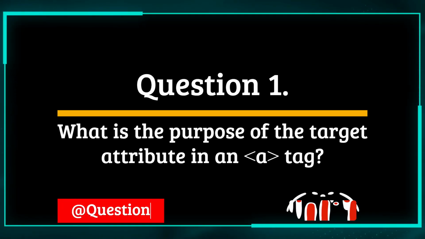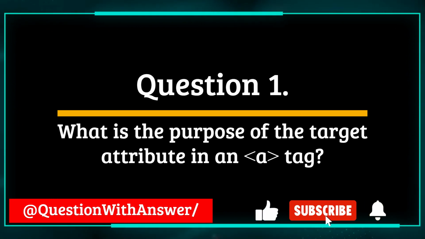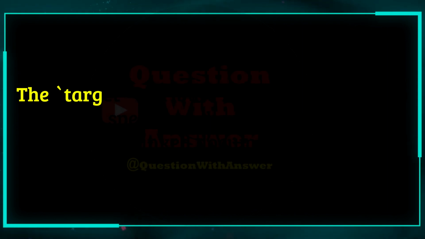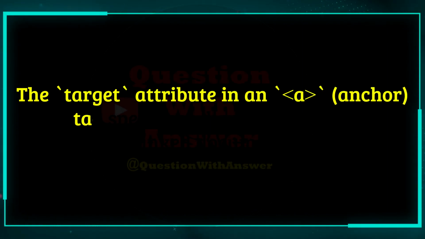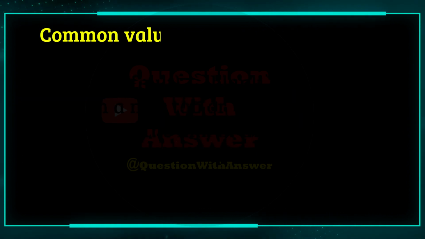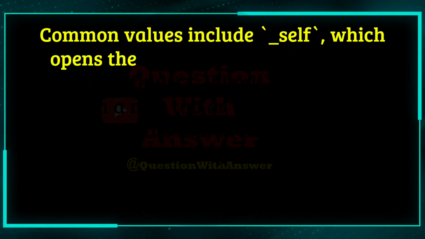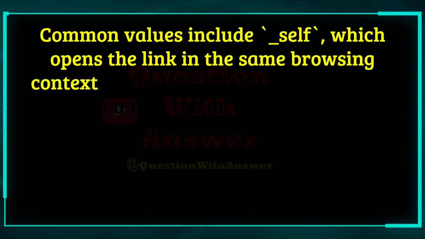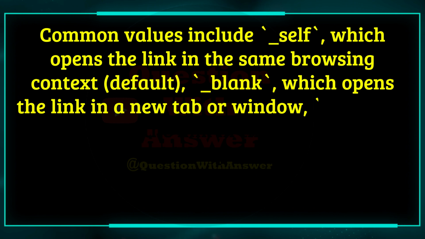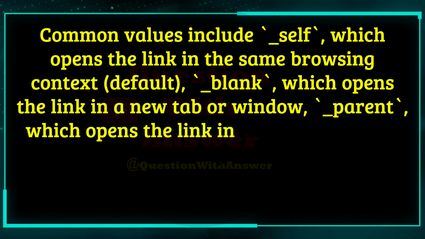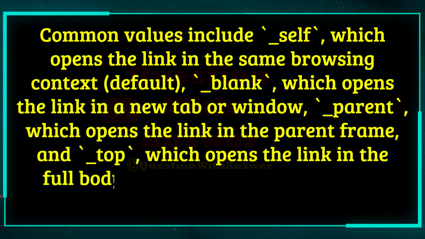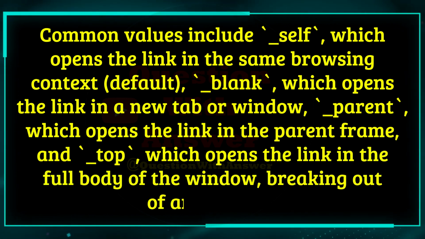Question 1. What is the purpose of the target attribute in an anchor tag? Answer. The target attribute in an anchor tag specifies where to open the linked document. Common values include _self, which opens the link in the same browsing context, default, _blank, which opens the link in a new tab or window, _parent, which opens the link in the parent frame, and _top, which opens the link in the full body of the window, breaking out of any frames.